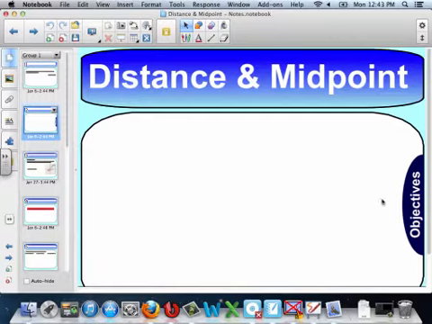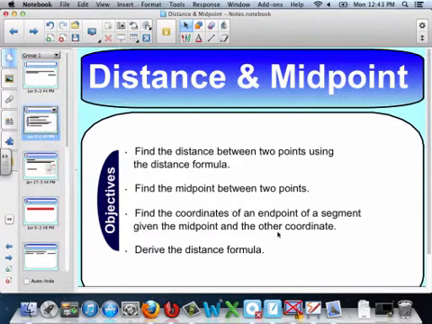So again, looking at today's objective is pretty simple. Find the distance between 2 points, find the midpoint. We're going to learn if you have an endpoint and a midpoint, how you find that second endpoint. If you can count, you can definitely do the third objective. But it's a pretty big if you can count. And then the last one is to derive the distance formula, which we'll go over, but it's not anything that's hugely important for the course. So let's just get right into it.